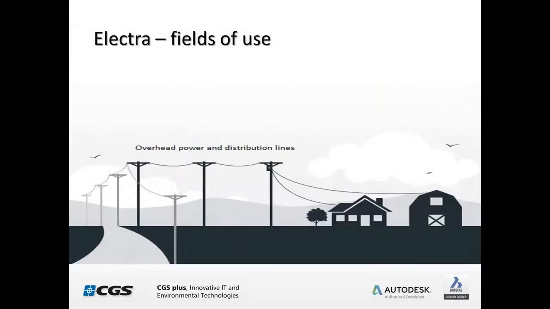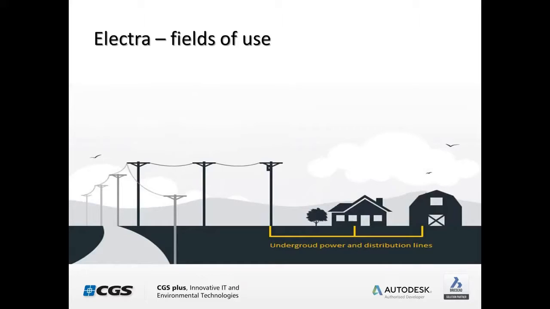Where is Electra used? The fields of use for Electra, we are basically targeting all the overhead power and distribution lines operators. So basically electricity power line distributors, telecommunications, cable distributors, all the municipalities which deal with the distribution of any kind of communication lines. But not only overhead, Electra can also be used for the underground power and distribution lines. So there is the functionality there to design the underground cables as well.